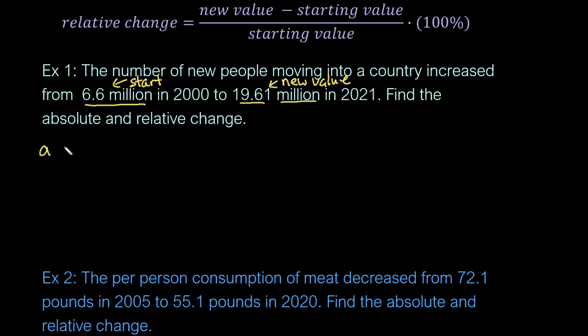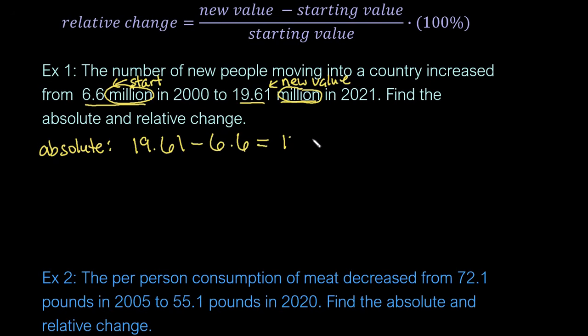So to find the absolute change, we simply find the difference between those two, where you do the new value, the 19.61, minus the starting value of 6.6. I do not have to write it out in terms of millions because I can just add the word million to the end since they are both in millions. If it had changed from, say, thousands to millions, then you would definitely have to write them out as the number itself in order to find the difference. But since they have the same units, we can just do 19.61 minus 6.6.